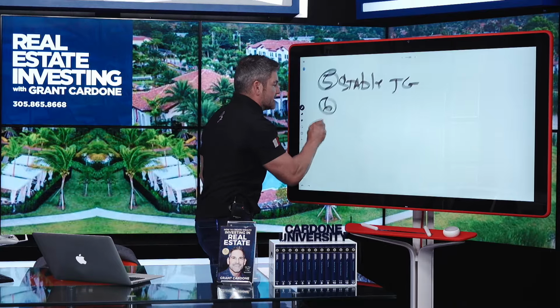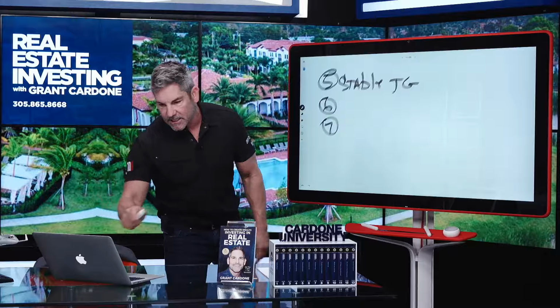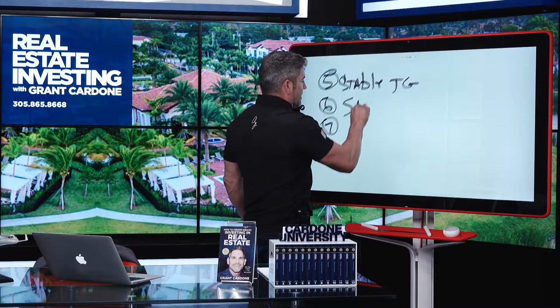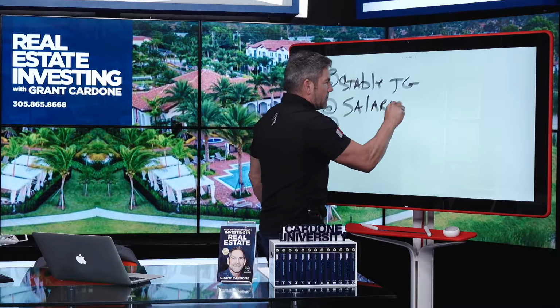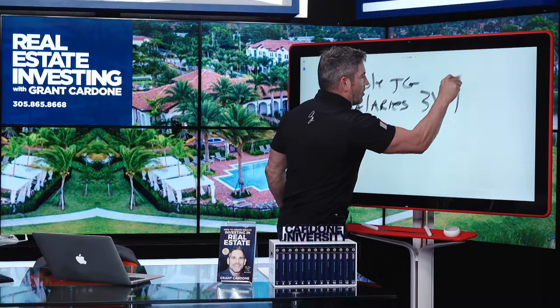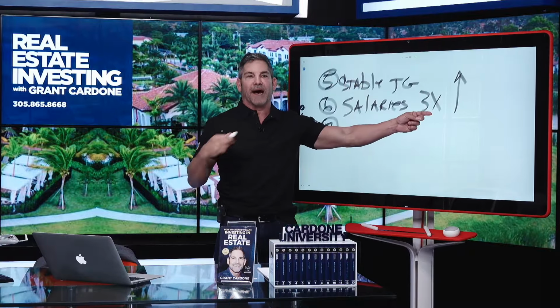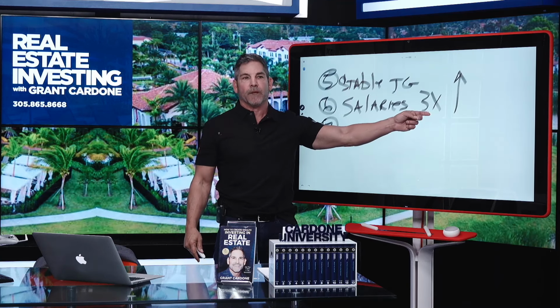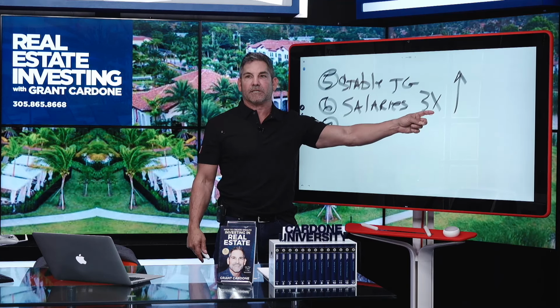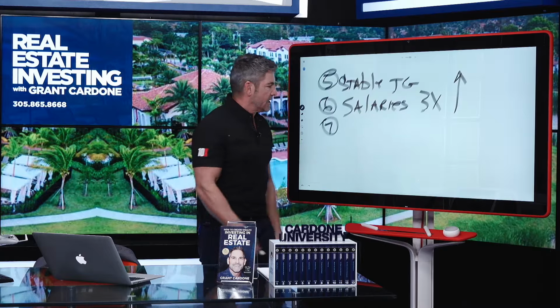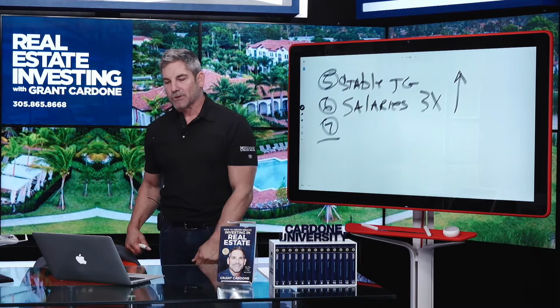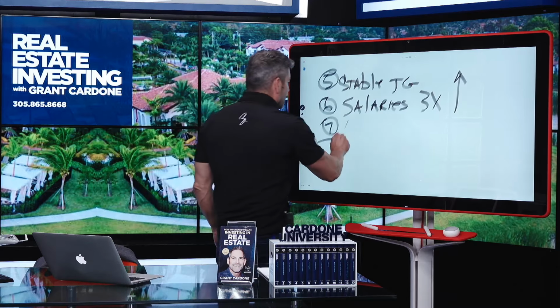Number 6 and 7, check it out. Number 6 is salaries 3x or greater. I buy some properties where the tenants earn 5 times the rent. The higher this multiple is, the better the property is. And number 7, you see, you guys just thought this was all about price, okay?